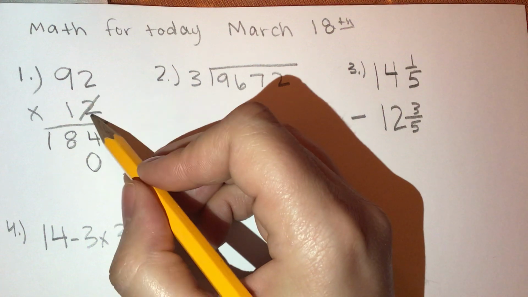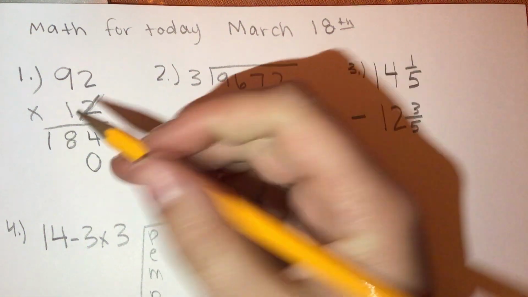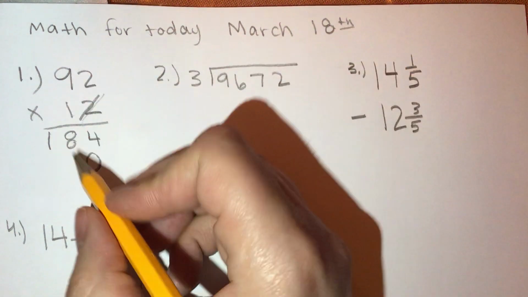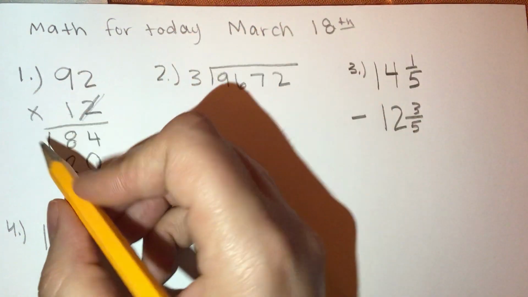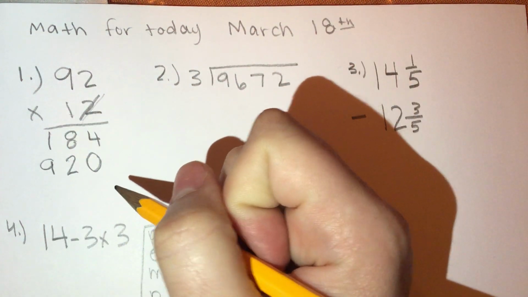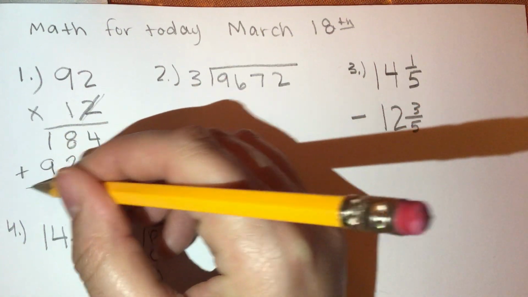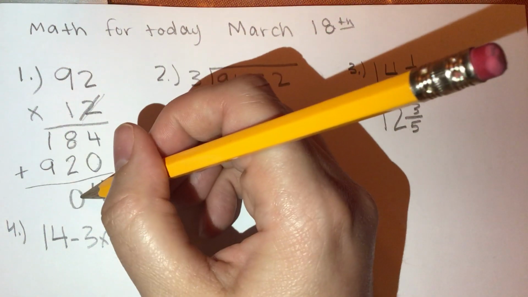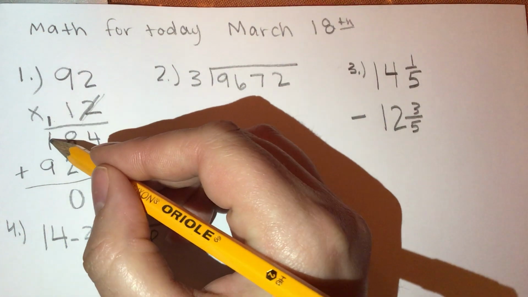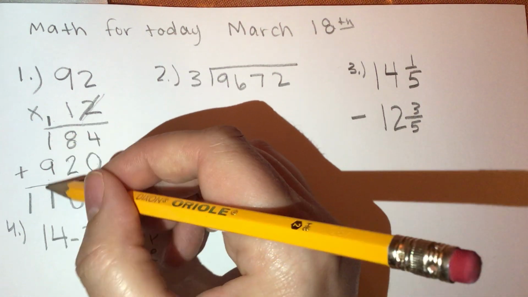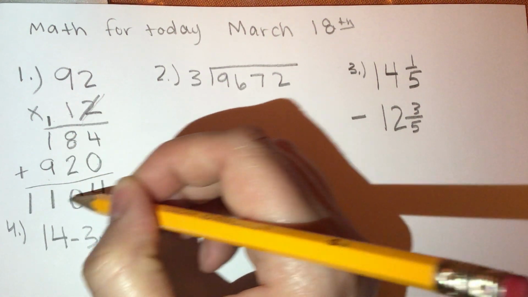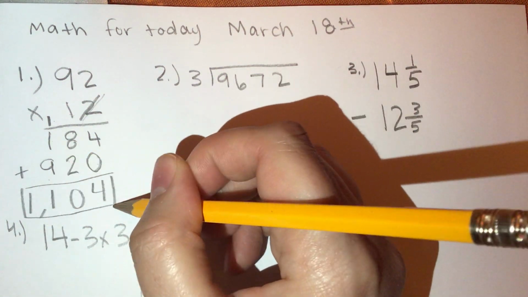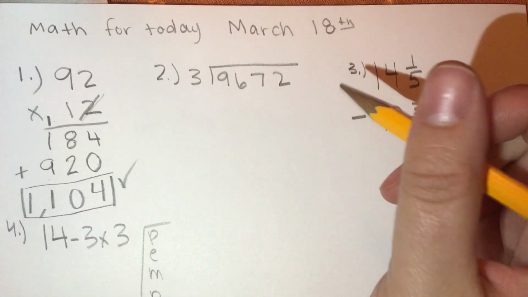Okay, so I'm done with my ones place. I know it because I just marked it out. I'm working on my tens place, and I put a placeholder. 1 times 2, 2. 1 times 9, 9. So now I have 184 plus 920. 4 plus 0 is 4. 8 plus 2 is 10. Put the 0 down, carry the 1. 1 plus 1 plus 9 is 11. I put my 1 of my 11 in my hundreds place and the other one in my thousands place. So if you got 1,104, good job, you got it right.